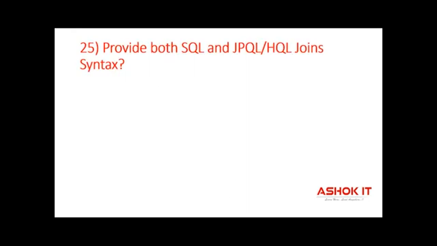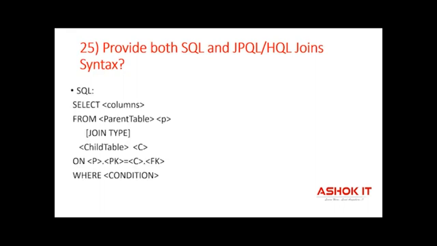So if you want to see the syntax of SQL and JPQL, HQL join syntax, SQL syntax, you can see here. You have to mainly observe the join type, meaning inner join, left join, right join. You can mention the on condition: on parent.primaryKey equals child.foreignKey. It can be reversed: parent.foreignKey equals child.primaryKey. That depends on the type you choose.